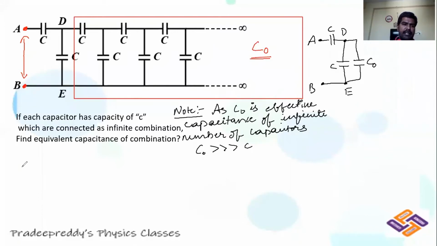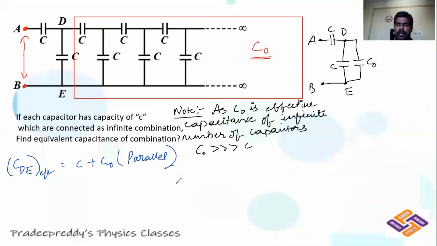CDE, C effective. In between the points D and E, how is the C naught connected to C? C naught is connected in parallel with C. Therefore, C effective DE is equal to C plus C naught because it is parallel. Okay, this is a parallel combination.